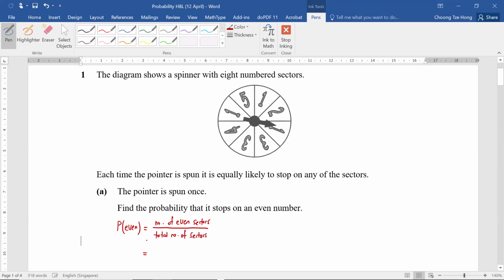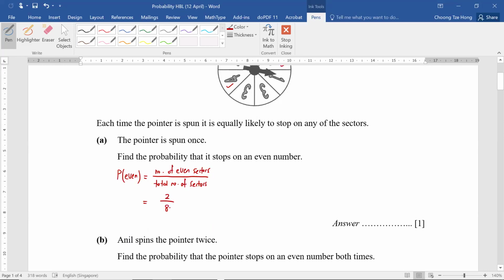If you look at the diagram, there are actually two even sectors, 2 and 4, and the rest are odd. So the probability of getting an even would be 2 out of the total. There are 8 sectors over here, 2 out of 8. We always put the answers in the lowest terms, so it will be 1 over 4. So the answer for part A will be 1/4.